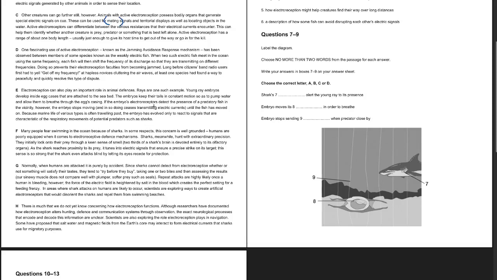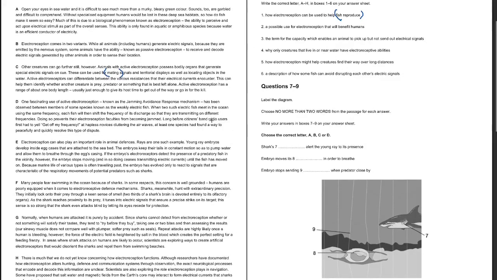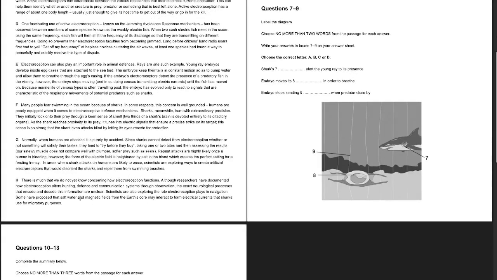So there's nothing here about reproduction, because even though there's something here about embryos, which are basically the eggs that are laid after reproduction, it's not saying how it can be used to help fish reproduce, so E has to be ruled out as well. Okay, so let's look at the last 3 paragraphs.